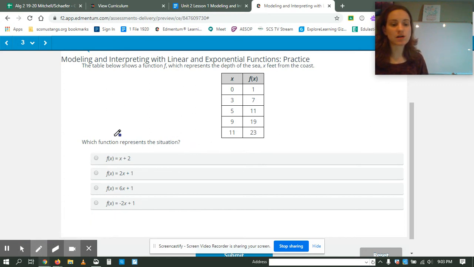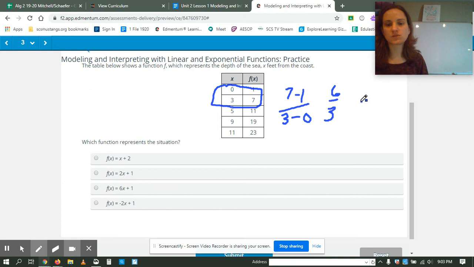I'm going to use our y is equal to mx plus b information. So looking for the slope, we're going to use that slope formula. So I'm going to pick these two right here. Normally we would have to check to make sure whether it's linear or exponential, but we're good with this one. So I'm going to do 7 minus 1 for my y values divided by 3 minus 0. So 7 minus 1 is 6, divided by 3 is going to be 2. So my slope is going to be 2, and this is a positive 2.